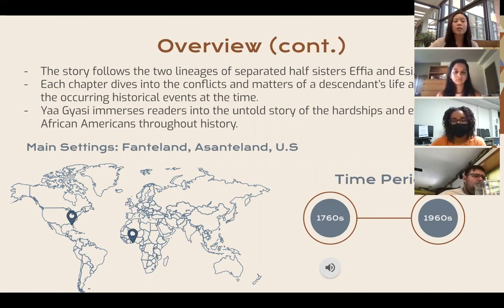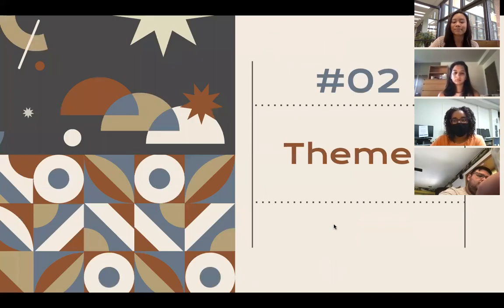The main settings of this novel are Fanteland and Asanteland, which are regions in present-day Ghana, and it also takes place in the United States, all over the United States. The time period we estimated was around the 1760s to the 1960s.